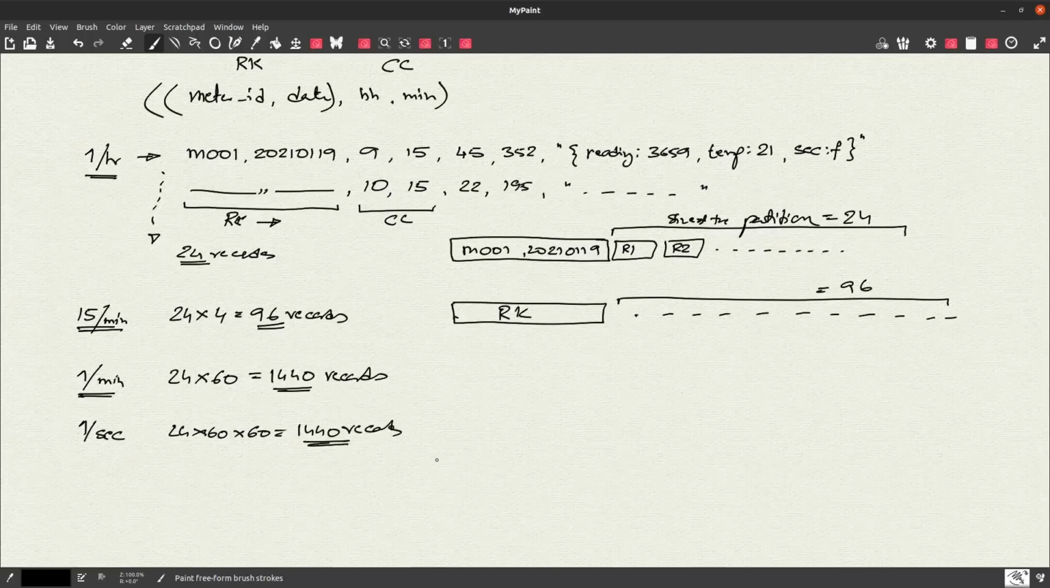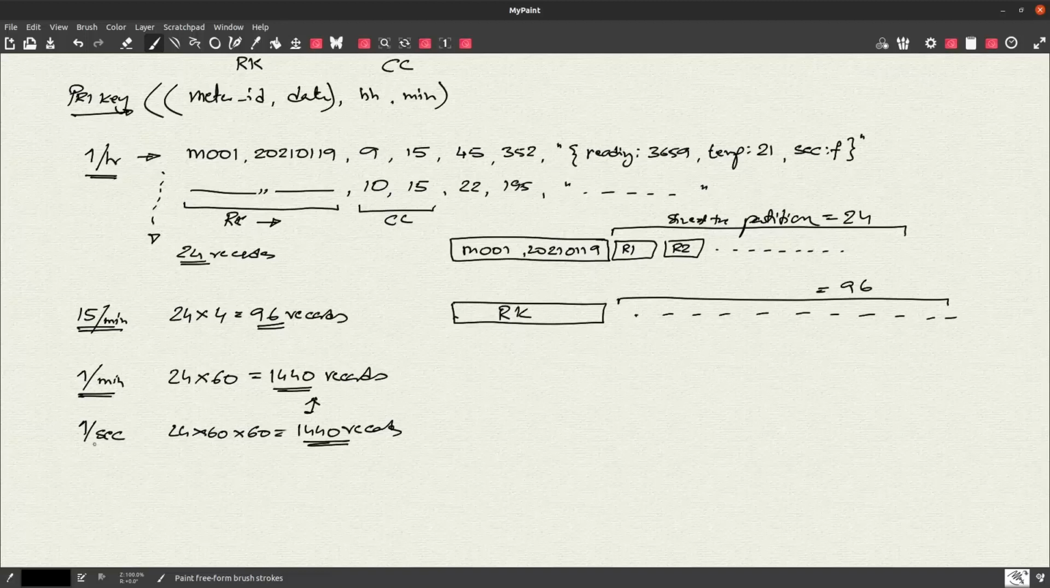You must be wondering what happened to my math. How can 24 into 60 is 1440? And how can 24 times 60 times 60 is also 1440? You must be wondering what's going on here. In order to understand this, by the way, this was obviously not a math quiz. In order for us to understand this, I want to draw your attention back again to the primary key. If you look at the primary key, the partition key is meter ID and date. We got that. I want to draw your attention to the clustering columns, hours and minutes.